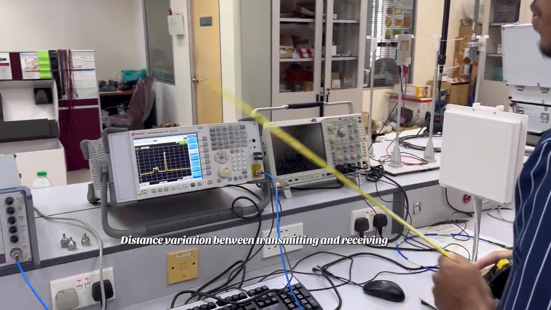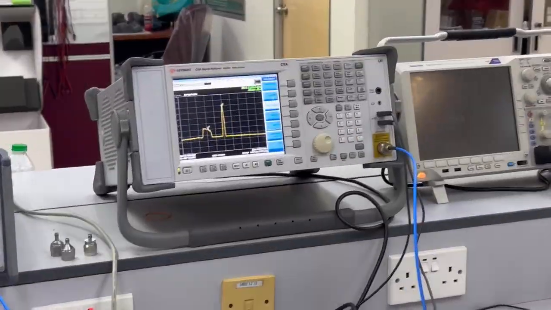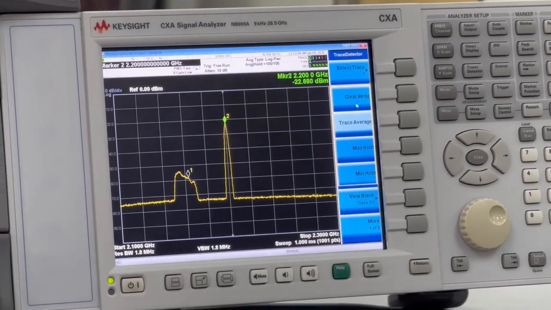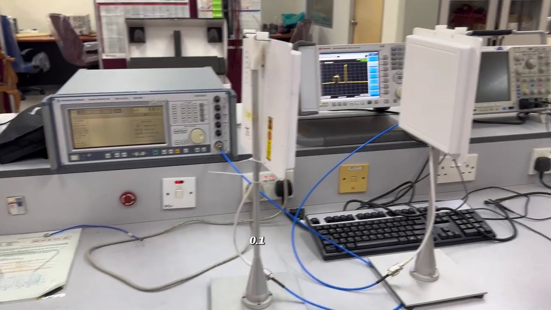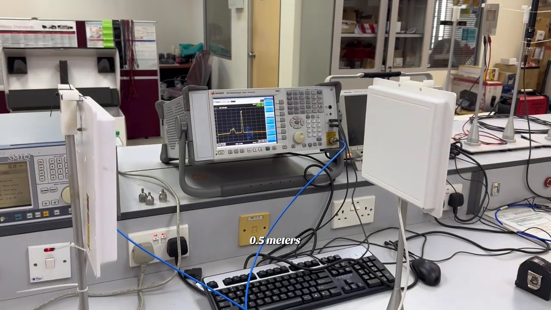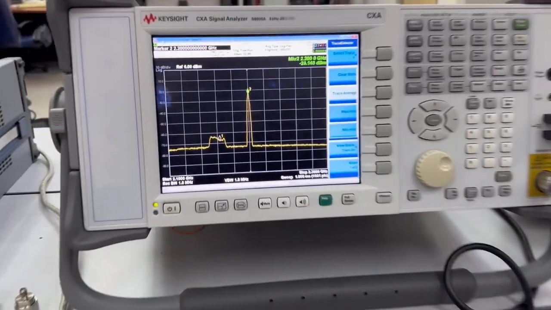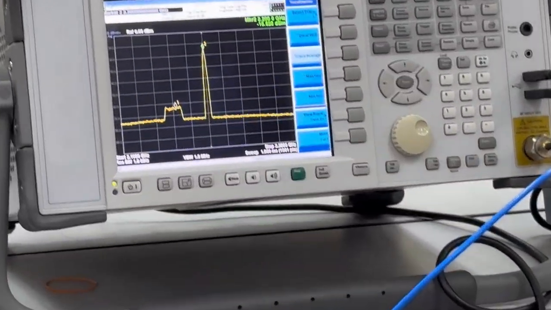For this experiment, we want to observe the distance variation between transmitting and receiving antennas that are placed facing each other and properly aligned. The distance between the antennas is set to three different values, which are 0.1 meters, 0.5 meters, and 1.0 meters. At each distance, the received signal power is recorded from the spectrum analyzer display.